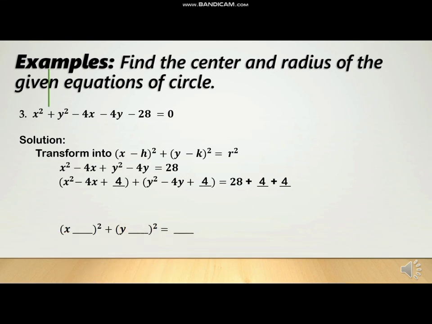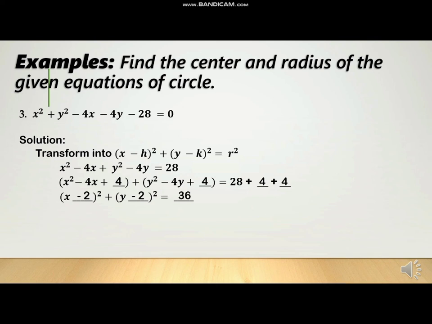And then, yung nakaparenthesis natin na x, ang katumbas niyan sa square of binomial ay x minus 2 squared. I-square root nyo lang yung x squared at yung 4. Yung first and third term ay pareho lang i-square root at kokopyahin yung sign sa gitna. Kaya naging square of x minus 2. So, ganun din sa y, square root ng y squared at ng 4. Kaya naging y minus 2 squared. Then, 28 plus 4 plus 4 equals 36.